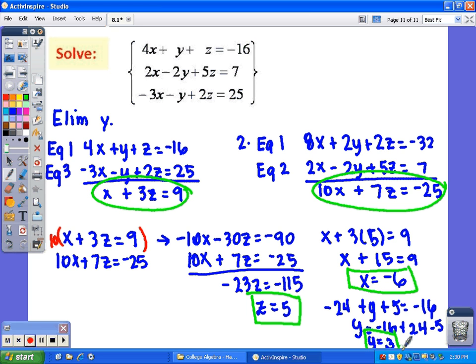So now remember how to write your answer. It has to be in alphabetical order. So your answer would be x, which was negative 6, then y, which is 3, and then z, which is 5.